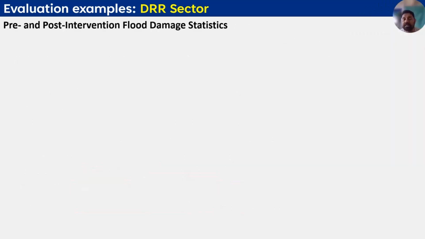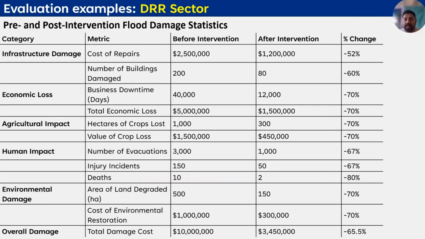And then you can present the data related to DRR, like pre and post intervention flood damage. For example, these are some of the different categories. This is the metric, and before intervention, what was the cost of repairs? After intervention, what is the cost of repair? And then you can present here the change, the percent change. So you can show the number of buildings damaged after intervention. So you can present the data like this related to different DRR components.